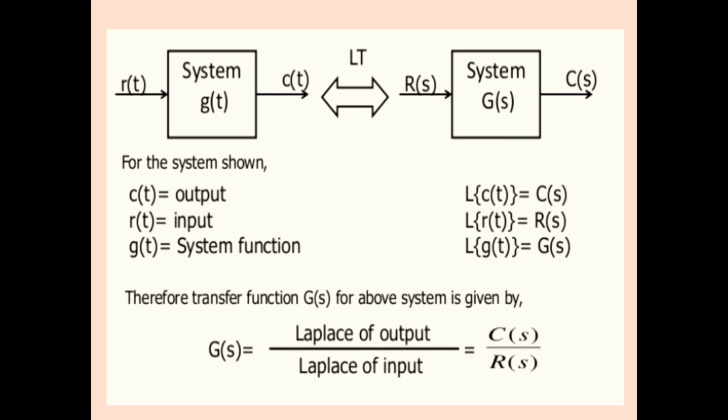For the system shown, c of t is equal to output, r of t is input, and g of t is system function. These all are in their time domain form, whereas in the Laplace domain, Laplace of c of t is c of s, Laplace of r of t is r of s, Laplace of g of t is g of s.